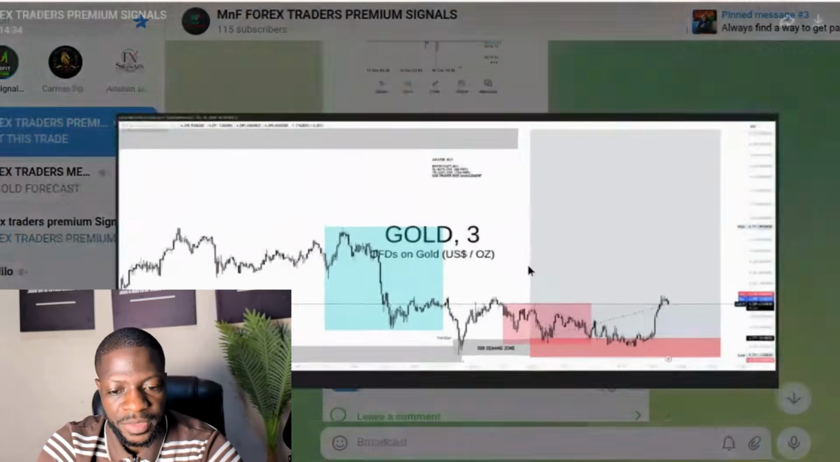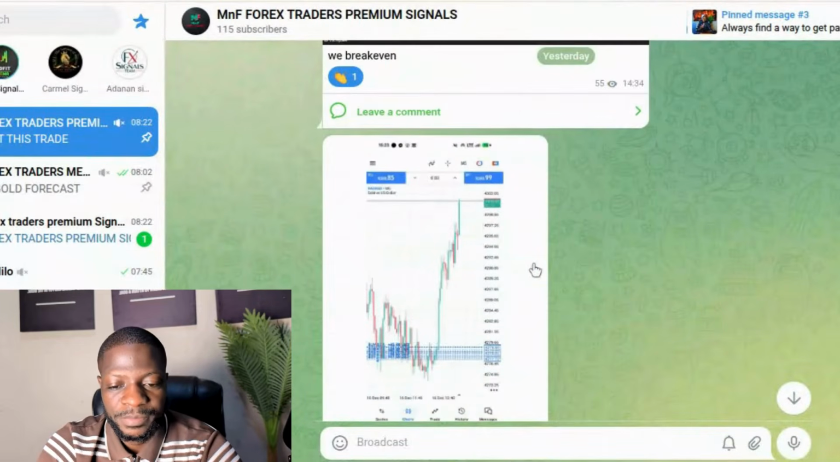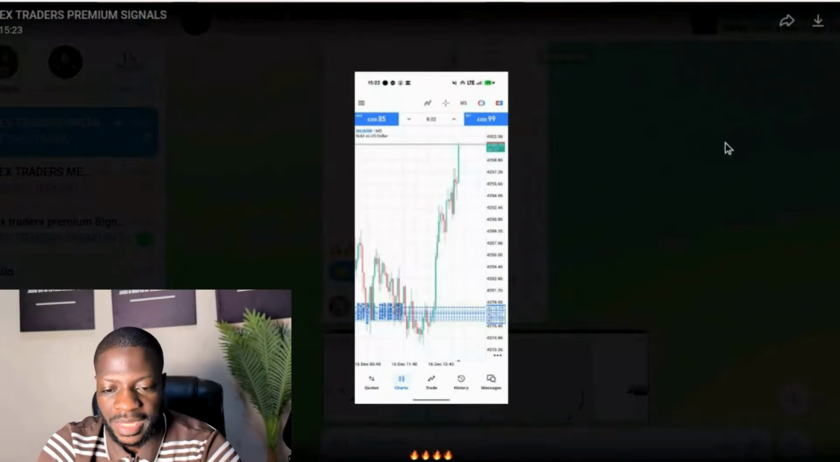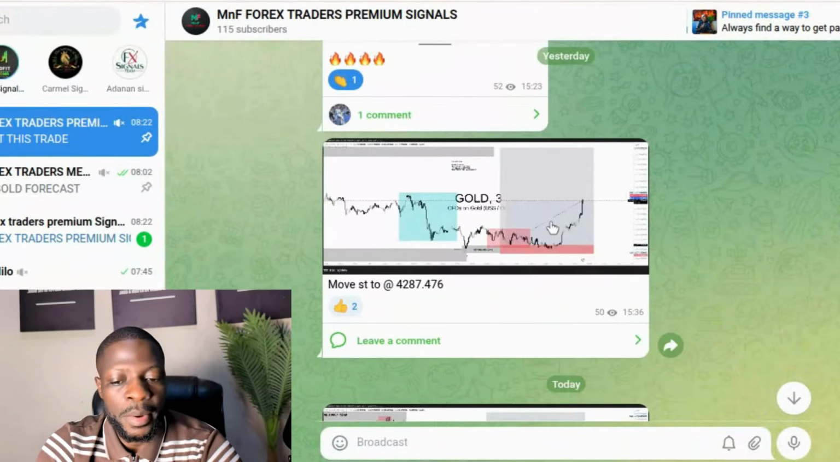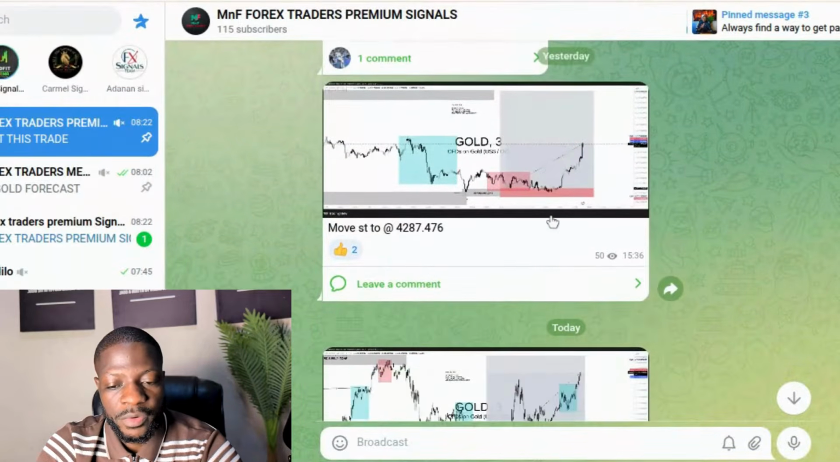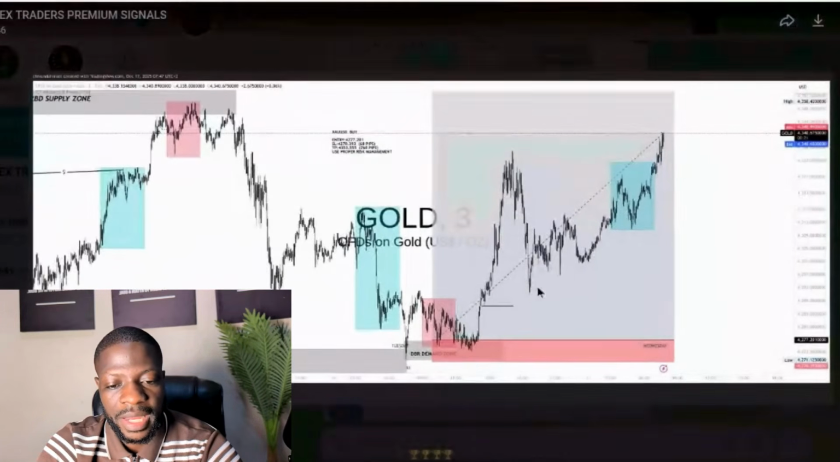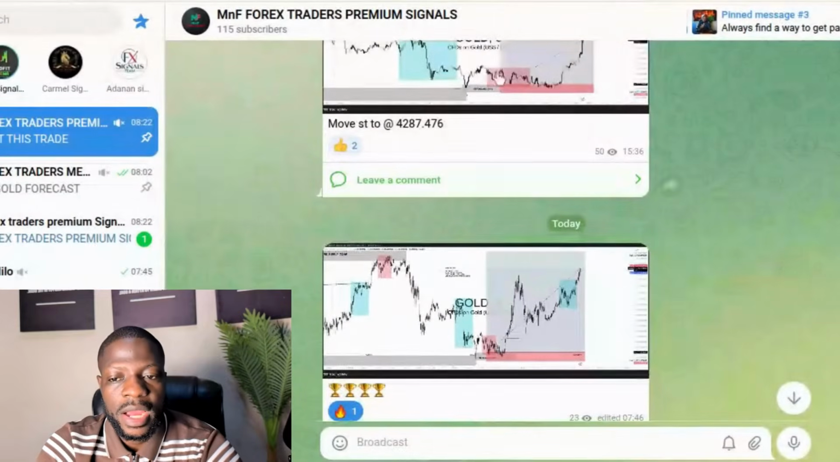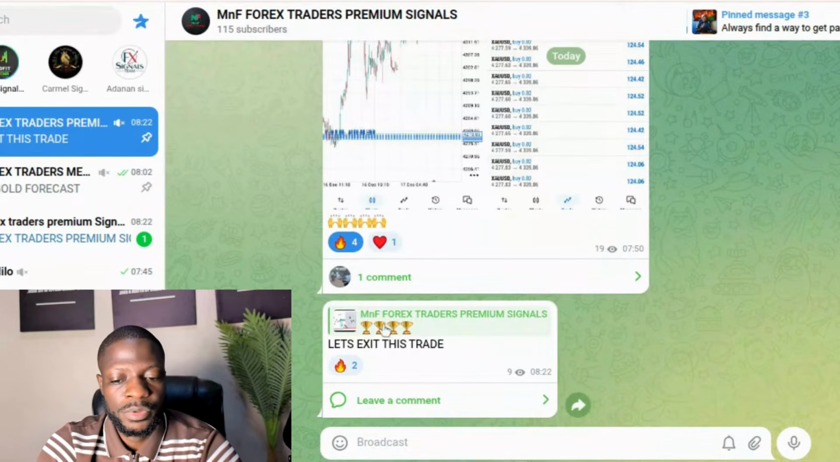You can see that the market continued to go in our direction. As you can see from here, the market has kept on pushing. We kept on trailing our stop loss to actually in profit right here, and then eventually the market came all the way to right here, and then I was able to instruct the community to actually get out of this particular trade right here.